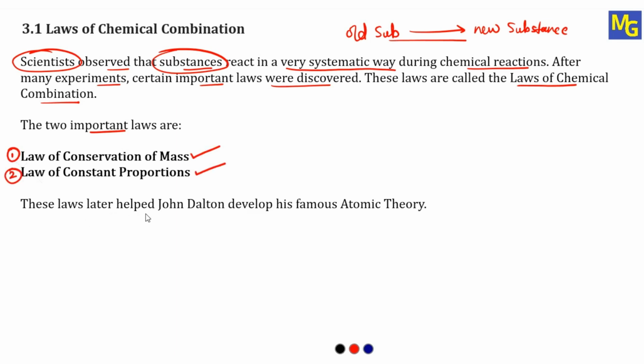These laws later helped John Dalton develop his famous atomic theory. So after the discovery and explanation of these two laws, John Dalton was helped to develop his very famous theory, which is called Dalton's atomic theory, which is very important. That also we are going to study in the same video. So let's start with the next page.